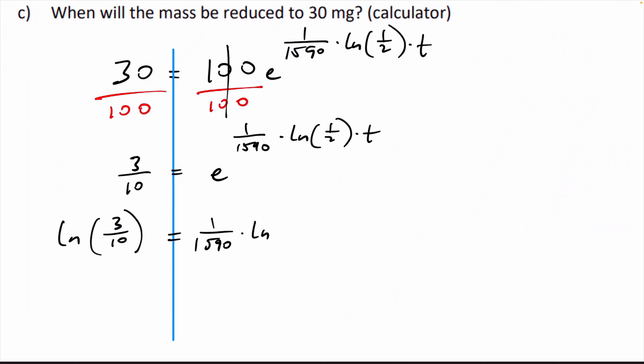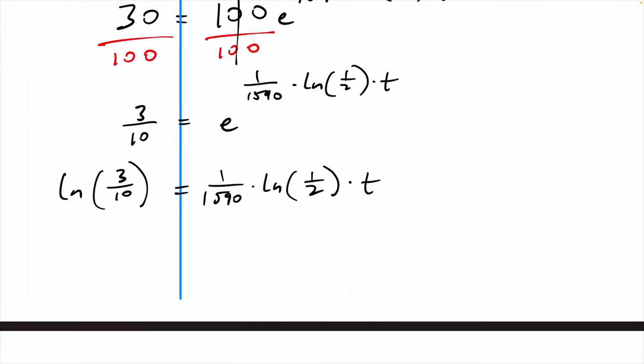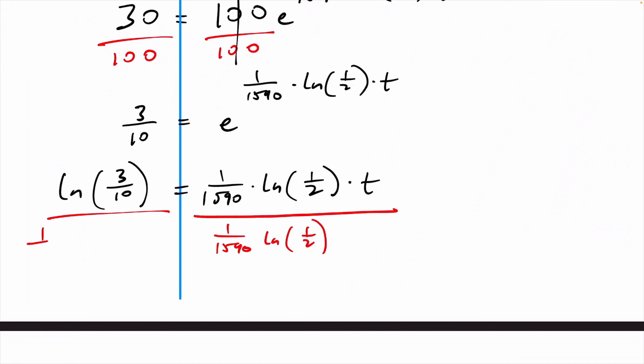It's not as bad as you think because the calculator is going to do the hard part in a second. Luckily, we're going to multiply. And then what are you going to do now? How do I get t by itself? Divide. Divide by everything. I don't want this guy to stay.